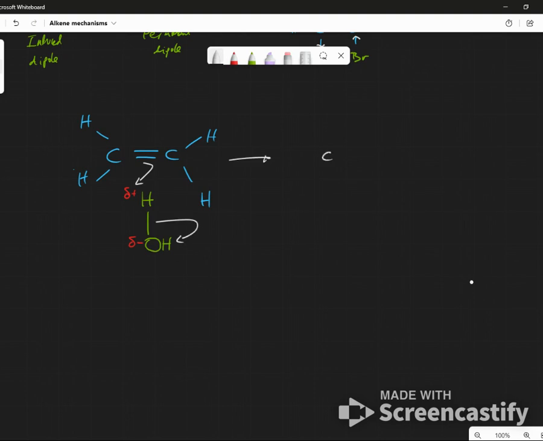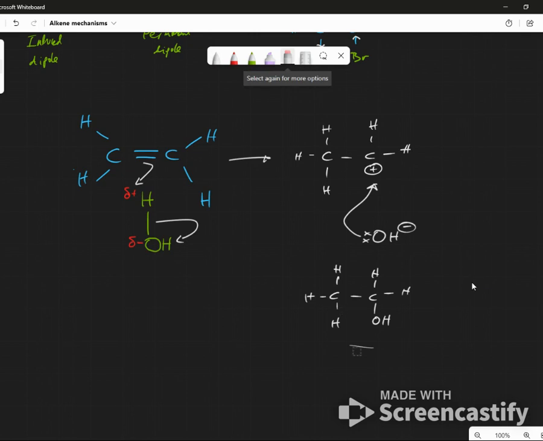What do we get? We get this. And down here, we'll have an OH minus ion with its electrons. The electrons will go up to there and we'll get the product, which is ethanol. So this is the addition of water to ethene. We started off with ethene, and we end up with ethanol.